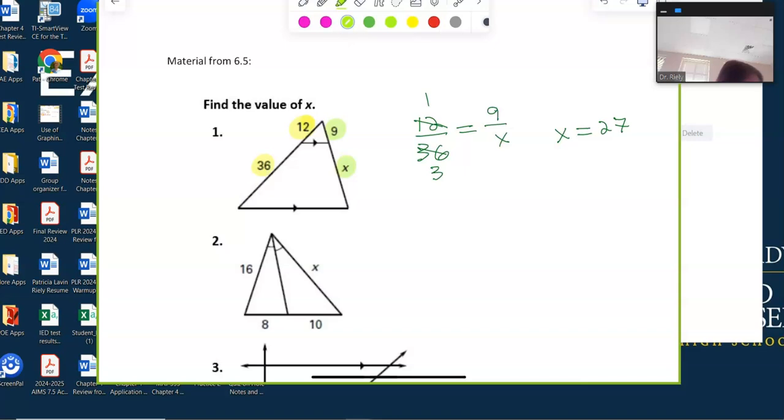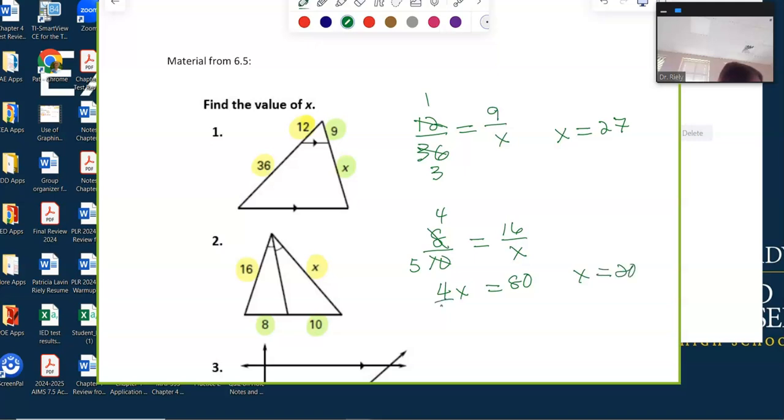Next one, I know that this is to this, just like this is to this. So 8 is to 10, just like 16 is to X. Okay, 2 goes in here 4 times and 5 times here. So if I do the multiplication, I will get 5 times 16. What is that? 4x equals 80. So x has to be 20 when I divide and divide.